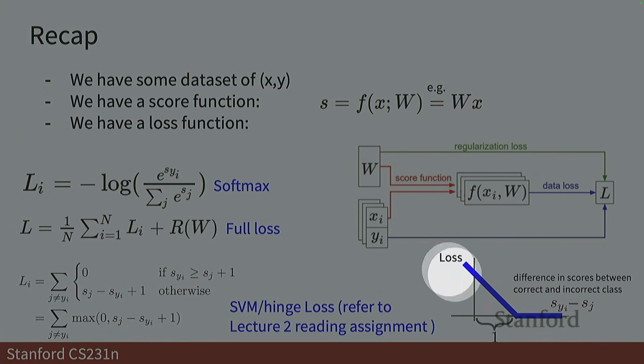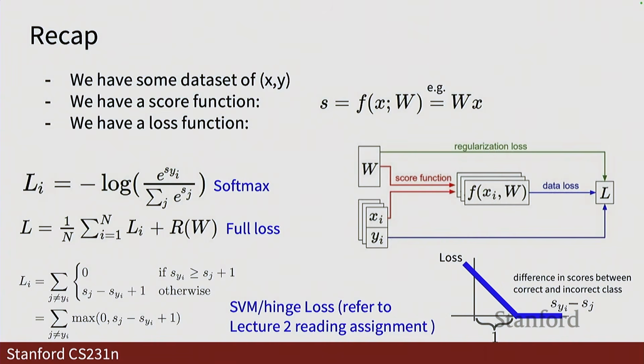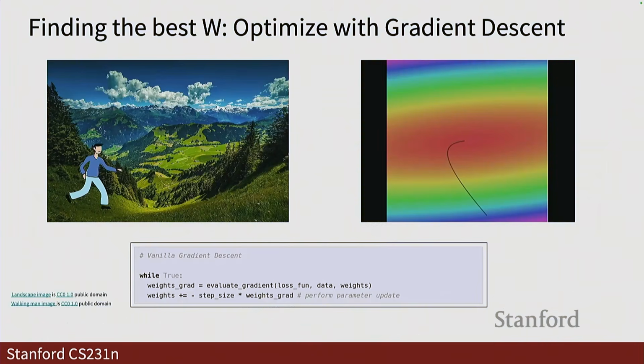So this is the visualization of the function. It promotes correct scores by penalizing cases where irrelevant items are scored too highly. So again, refer to the reading assignment in lecture 2 for examples and to get a better understanding of that.